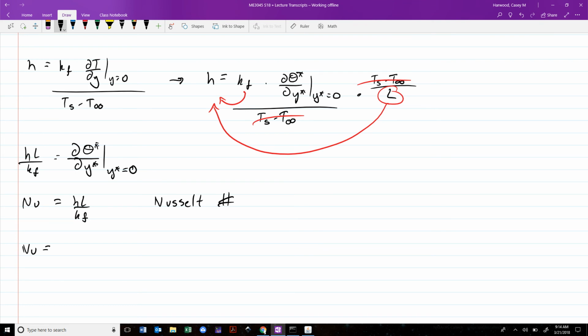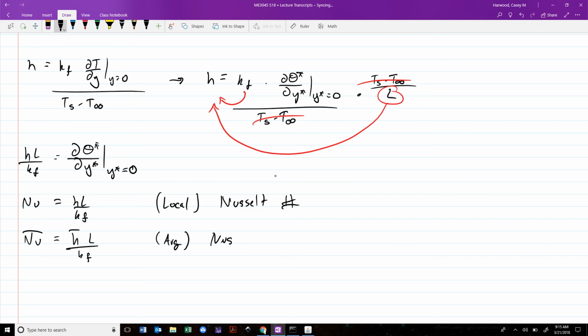Well, actually I should specify that this is known as the local Nusselt number, because it's defined with respect to our local convection coefficient h. We also have the mean Nusselt number, which is the average convection coefficient times L over Kf, and this is the average Nusselt number.